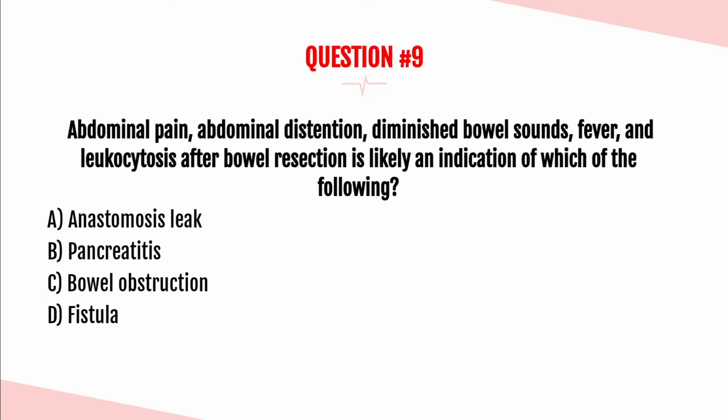The answer is A, an anastomosis leak. These types of symptoms after a bowel resection surgery most likely indicate that there are GI contents leaking into the peritoneal cavity, also known as an anastomosis leak. We are looking at symptoms here of peritonitis, which are very serious and go hand in hand with an acute abdomen, which requires immediate surgery for a washout.